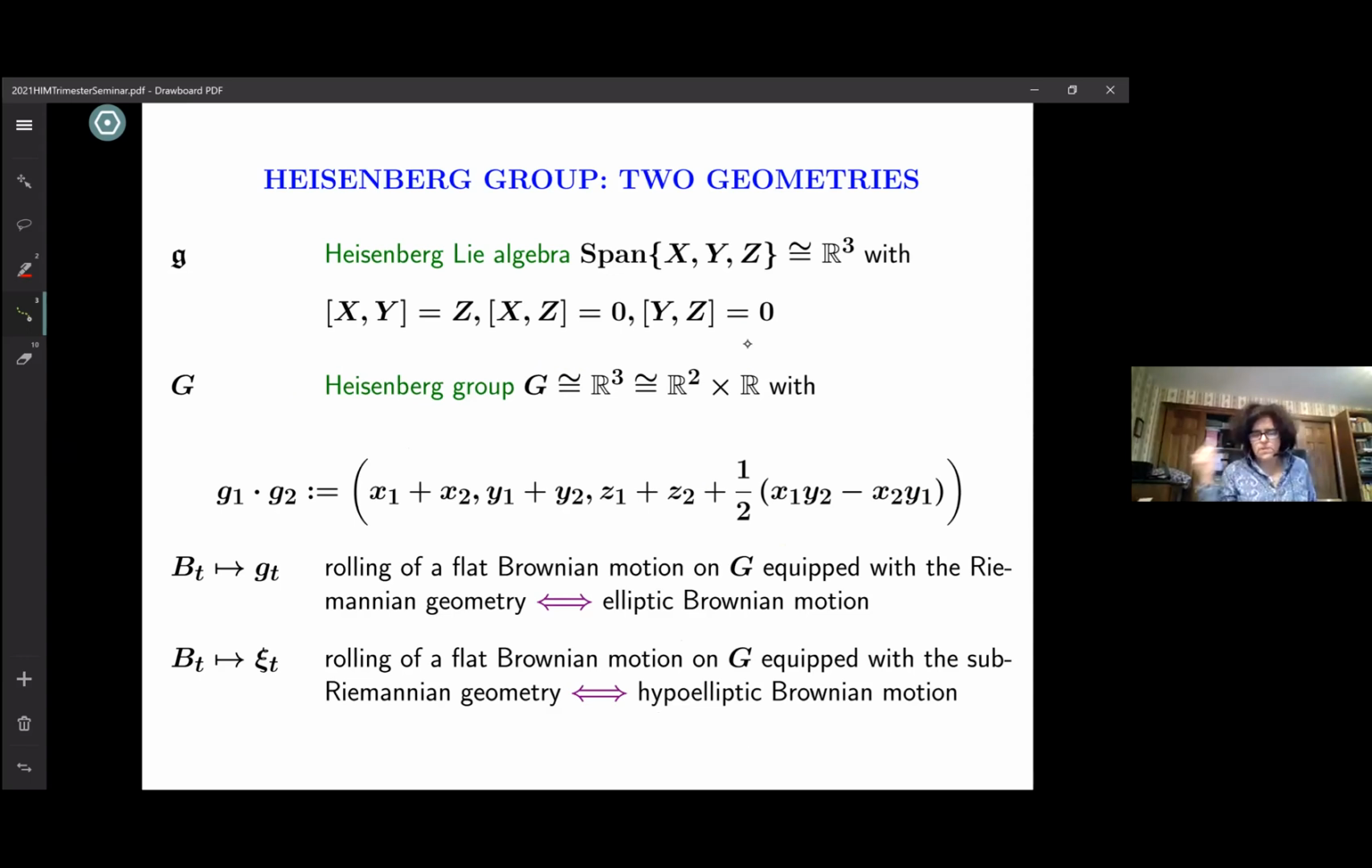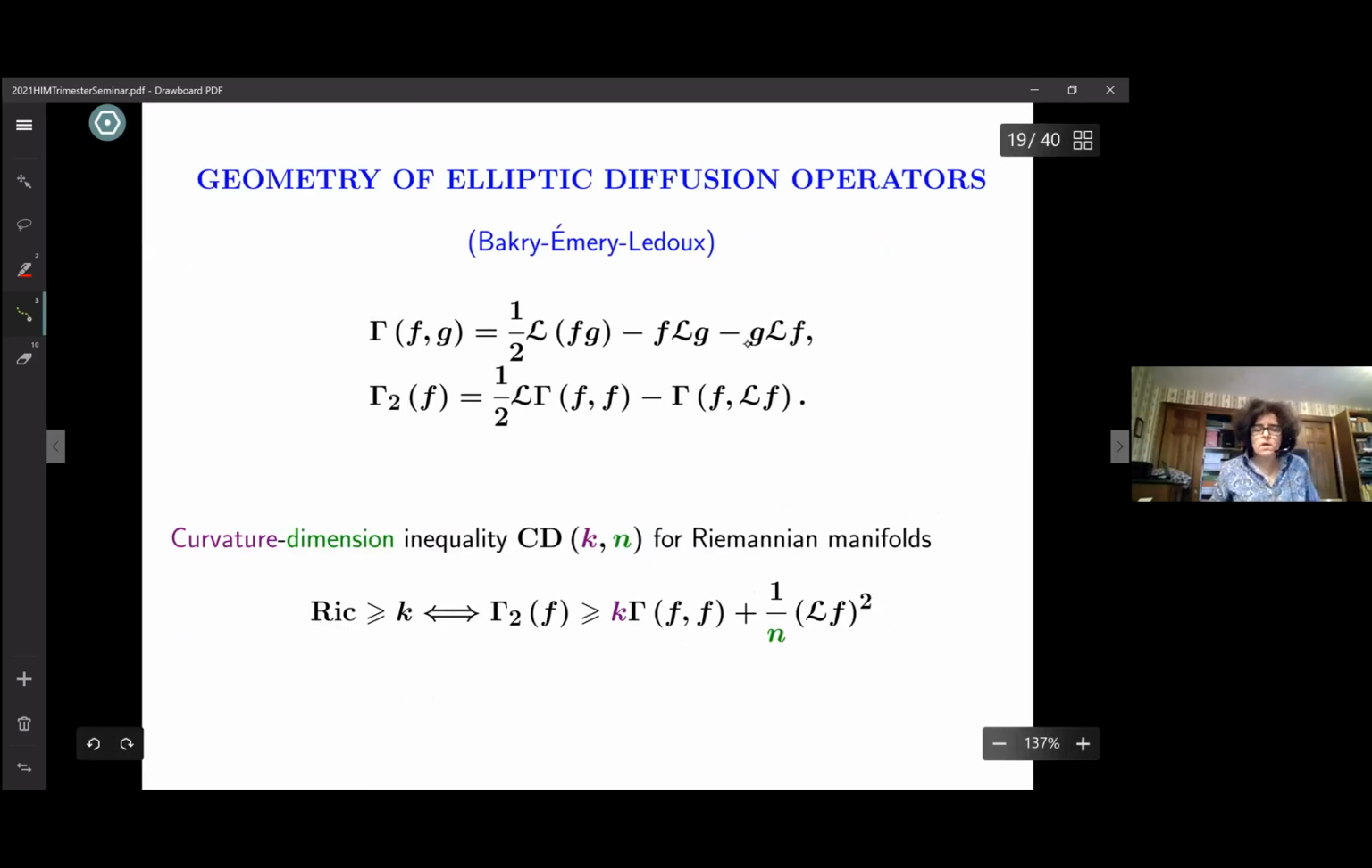And the corresponding analytic properties of the generators are very, very different. And the geometries are different. Okay, so next I'll go very quickly over the standard approach to the geometry of elliptic diffusion operators. That's, of course, due to Bakry, Émery, Ledoux. So the idea is, of course, to not think about the underlying space M, but just look at the operator itself and define the geometry by looking at that operator.